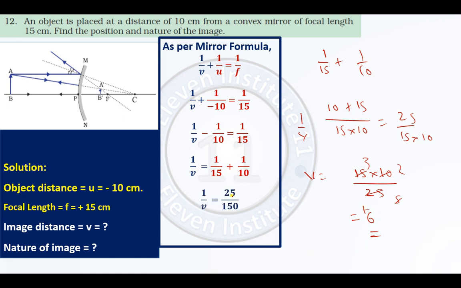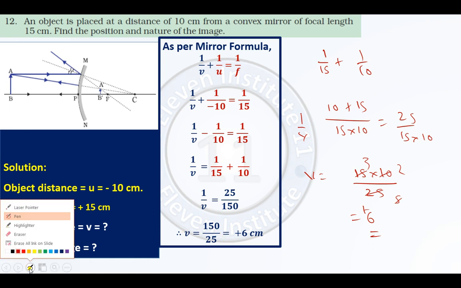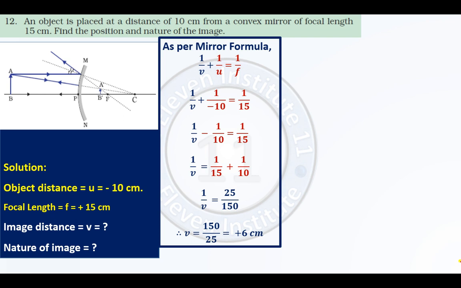Let us now see the same steps over here. We will invert it and 150 upon 25 will give us plus 6 centimeters. We can see the positive sign over here indicates that the image is formed on the other side of mirror, right, or behind the mirror we can say.